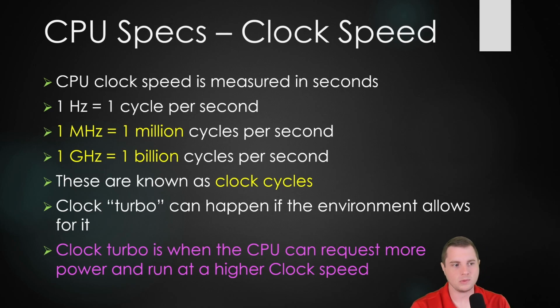All right. Clock speed is measured in cycles per second, right? So how many cycles can you run per second? Now, we are far beyond the megahertz world at this point. I haven't seen a megahertz processor in probably 20 years. We are definitely in the gigahertz world. So 1 gigahertz is 1 billion cycles per second. You can't even fathom how fast that is.